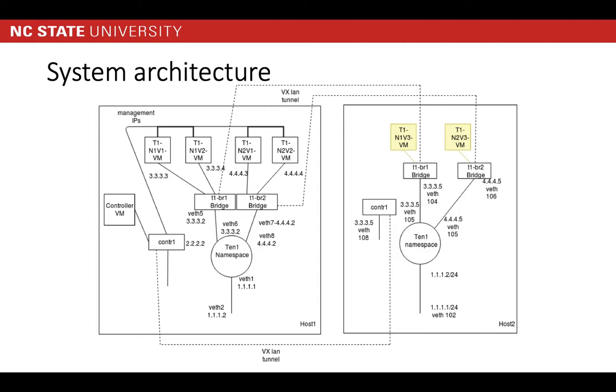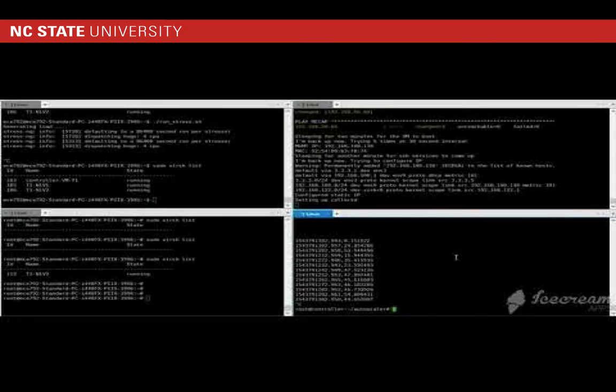Now, since we'll be having VMs on multiple hypervisors that are within the same subnet, we have used VXLANs to achieve this. Each subnet will have a VXLAN to connect VMs on different hypervisors. Apart from this, there is another VXLAN to connect the controller VM residing on the main hypervisor to the VMs on the remote hypervisors. So the management network is also connected over the VXLAN. Now let's go to the demo.